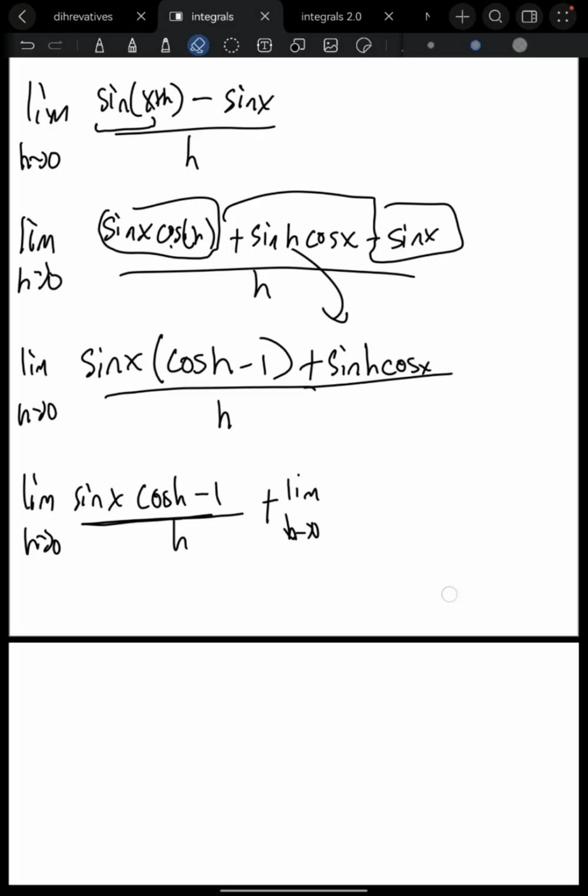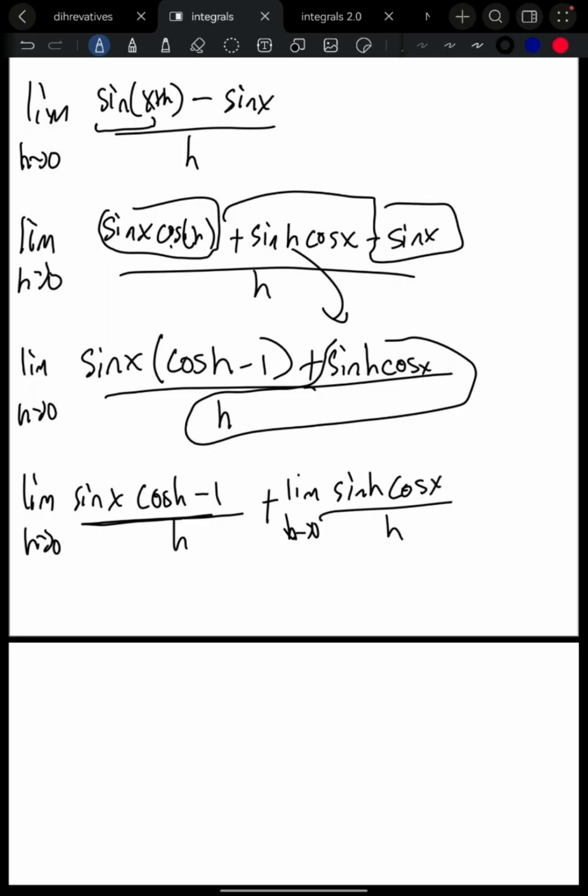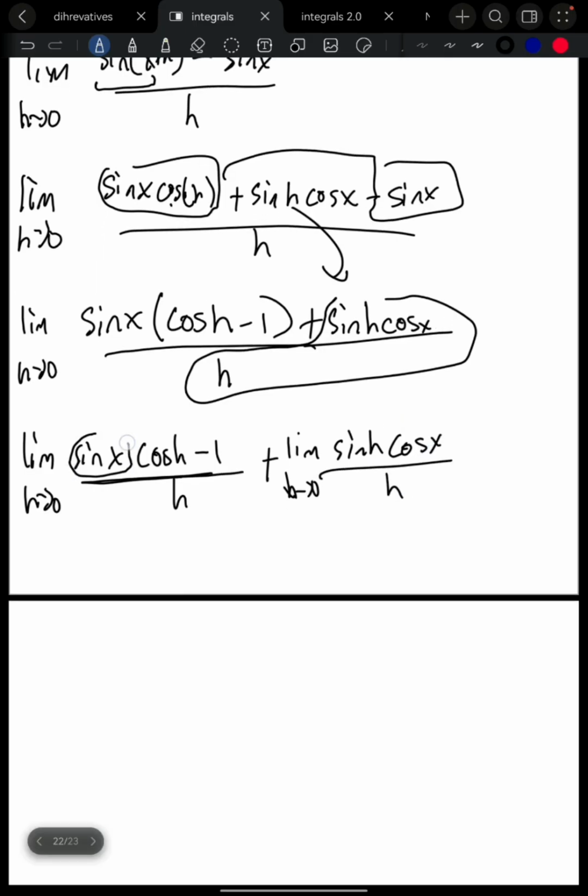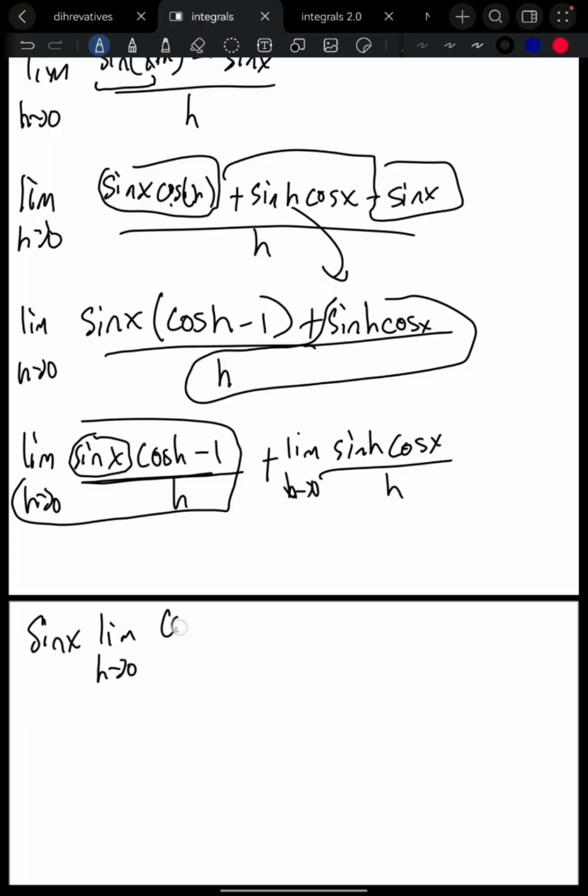Anyways, this is the limit as h approaches 0 of sine h cos x divided by h. Since sine x is not related to h in this one, you can bring it outside the limit. This is sine x times the limit as h approaches 0 of cos of h minus 1 divided by h, plus the same thing here: cos x is not related to h, so it's like a constant. You can bring it out of the limit, and you get the limit of sine h over h.